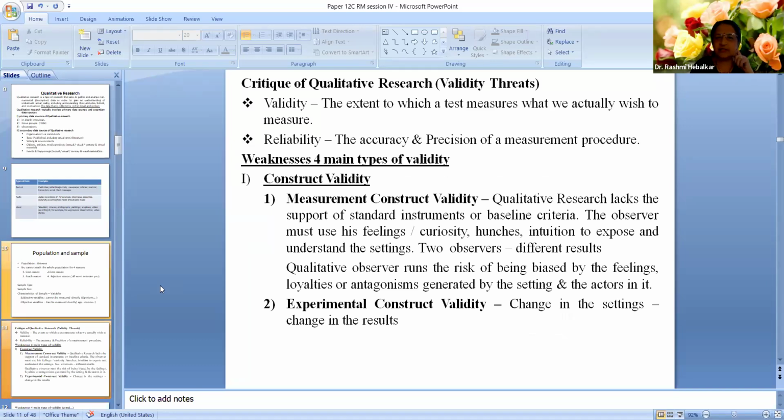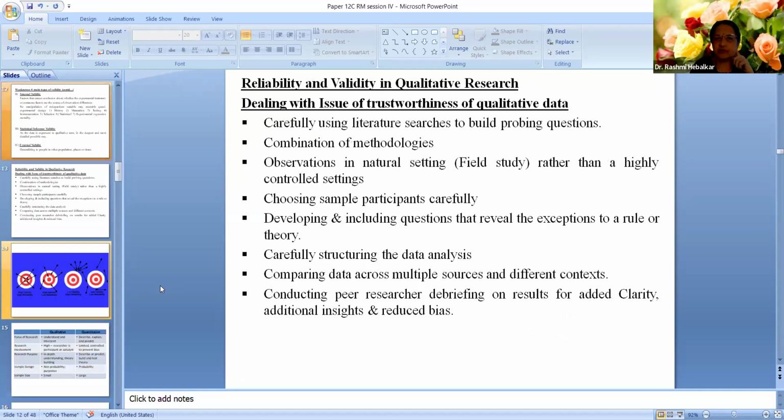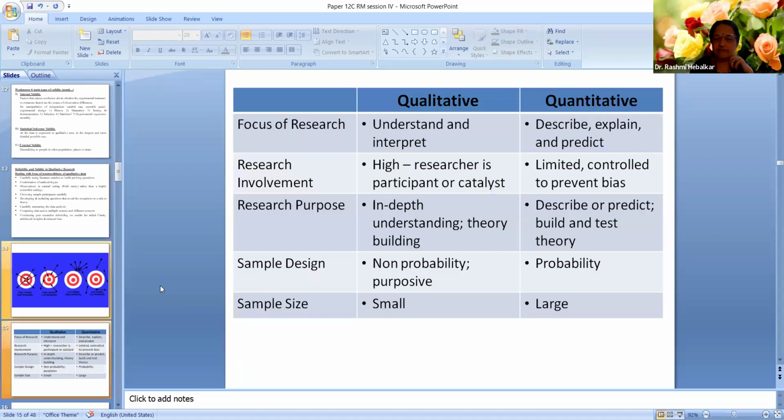Validity, I will keep aside because it is comparatively difficult. Reliability and validity. We have discussed qualitative and quantitative research in detail. Just these slides, four-five slides, are for a distinction. Just go through. If you have a query, do ask.